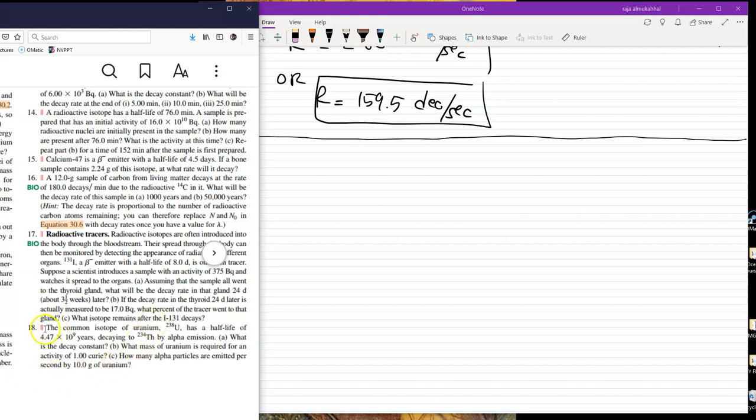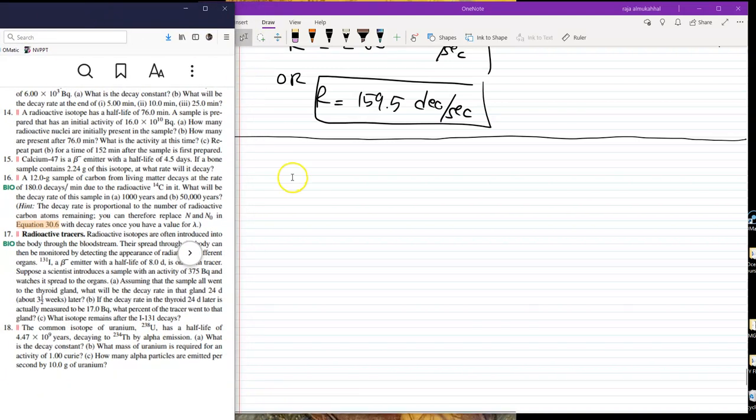Okay, it says the common isotope of uranium-238 has a half-life of 4.47 times 10 to the 9 years, so 4.47 billion years, decaying to thorium, which we talked about a bit ago, by alpha emission. Okay, what is the decay constant? What mass of uranium is required for an activity of 1 curie? How many alpha particles are emitted per second by 10-gram uranium? Okay, it looks like a heavy problem. All right, so how do we do it?